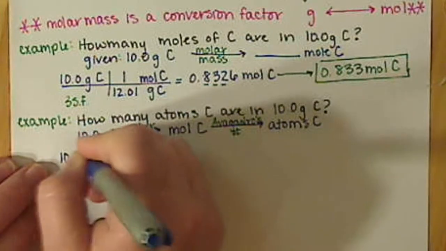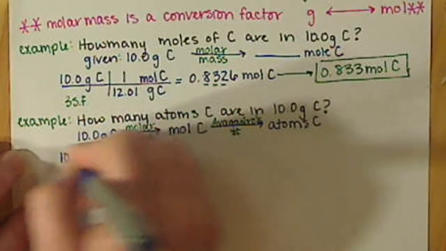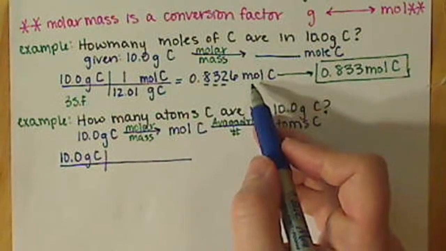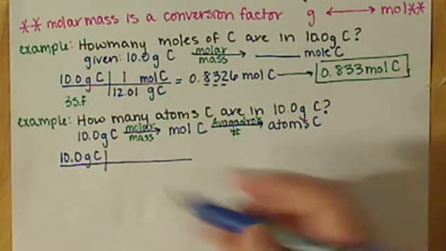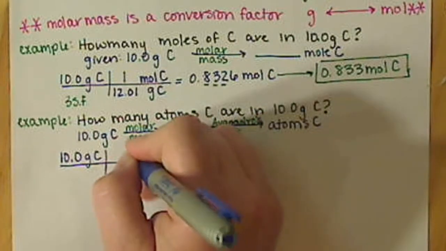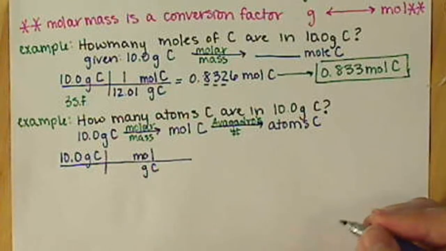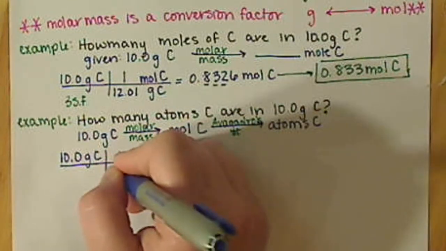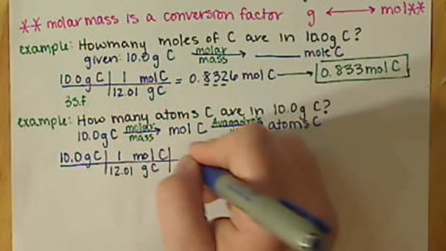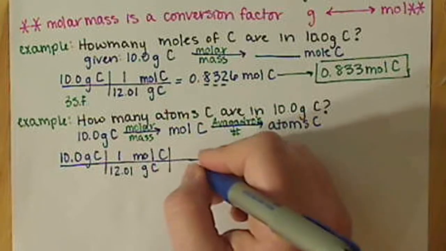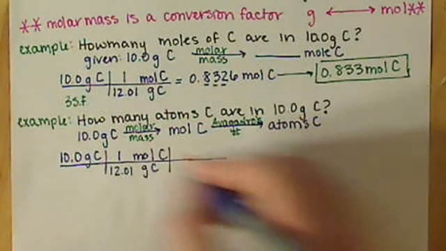So we have 10.0 grams of carbon. Yes, you can just take this answer and convert it, but I'm showing you all in one step here. So we go from grams of carbon to moles of carbon. We have 1 mole per every 12.01 grams. Our final step, we want moles of carbon to atoms of carbon.